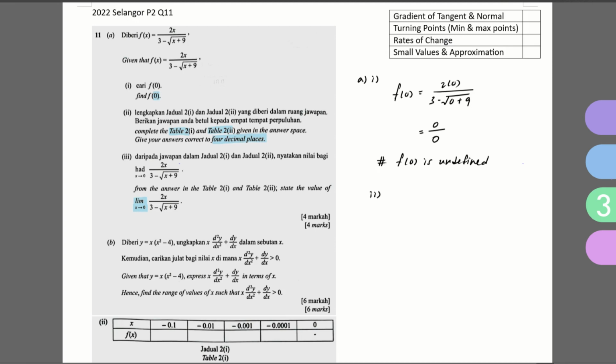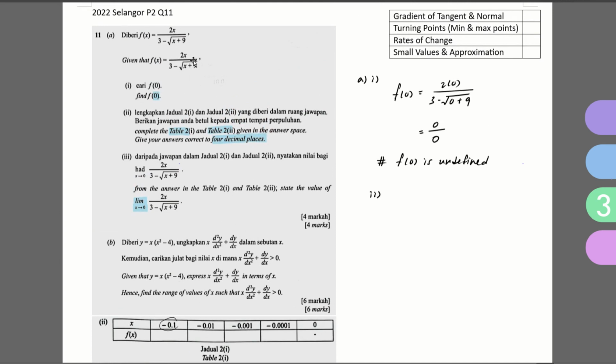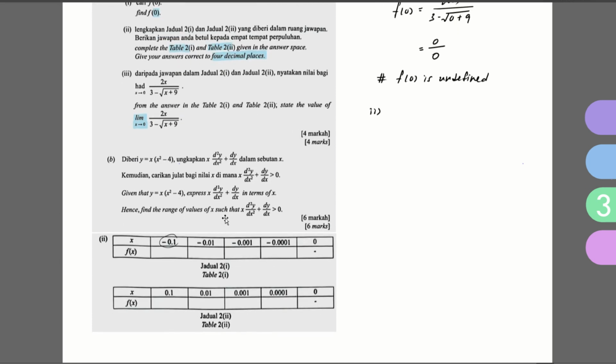So for part number 2, we have two tables below and we have the x values. So we just substitute these x values into this function, and remember to write it in 4 decimal places. Alright, so here are the answers.